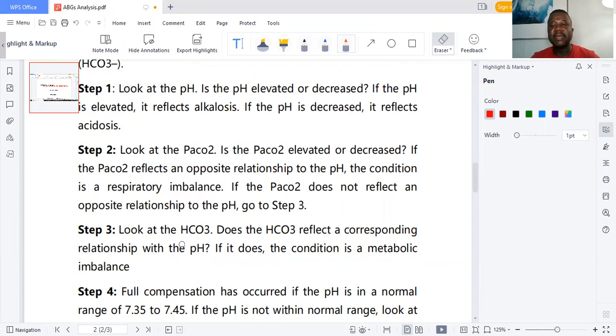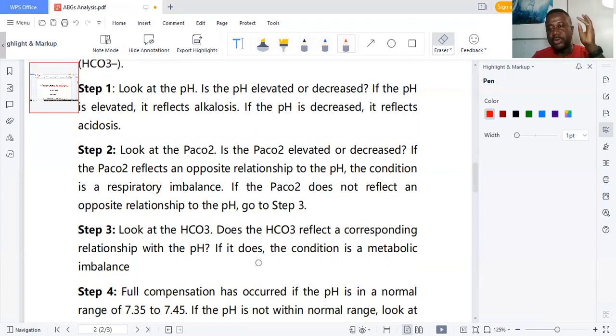The carbonate is the metabolic function indicator, right? You look at it. Does the carbonate reflect a corresponding relationship with the pH? Meaning, are they in the same direction? Direction means, are they all increasing or all decreasing? It doesn't mean they have to have the same value, okay? If it does, then the condition is a metabolic imbalance.